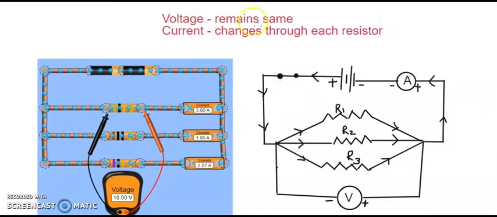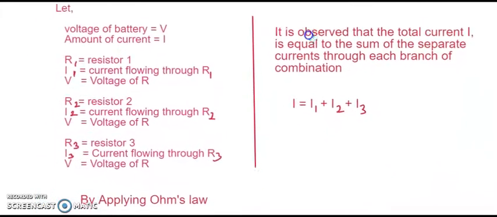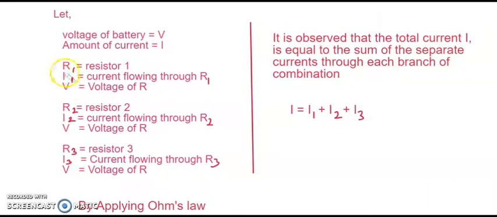So what happens? Voltage remains the same and the current changes through each resistance, right? So again, the same thing: voltage of the battery is V, current is I. Voltage of the first resistor R1 is V, current is I1, resistance is R1. For resistance R2 the voltage will again be V because it's the same, current is I2, resistance is R2. Voltage across resistor R3 is going to be V, current is I3 and resistance is R3.